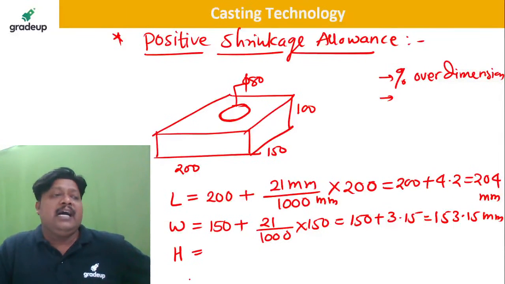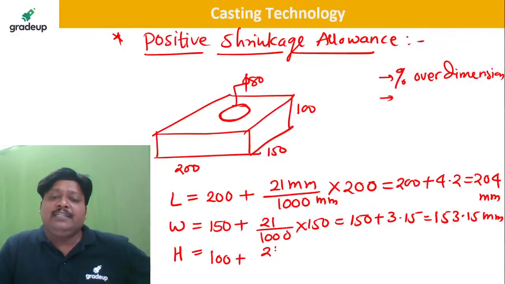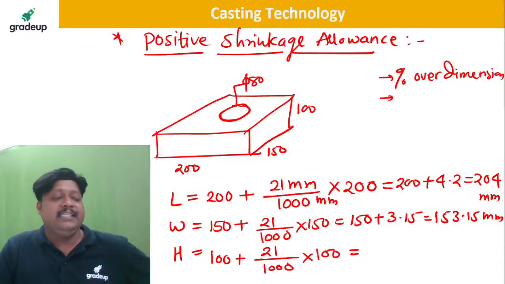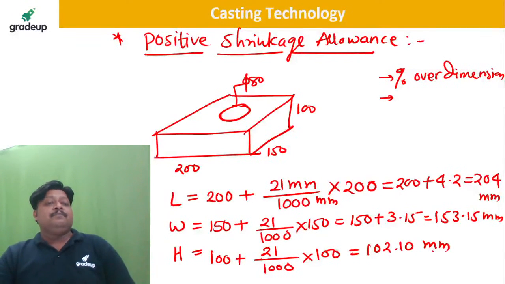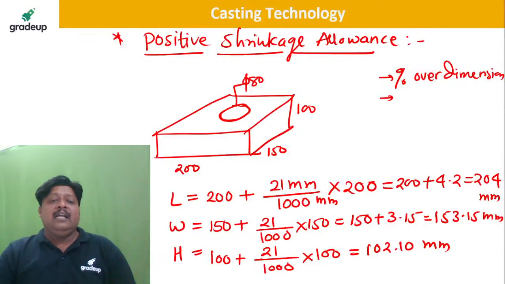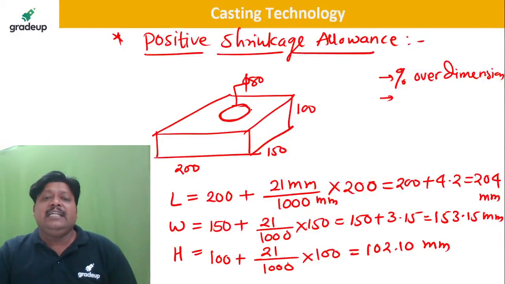And the height will be how much? This 100 plus 21 divided by 1000 into 100. Tell me how much it is. It is 2.10. That is 102.10. That is correct. Absolutely correct. Yes, Sharmila.